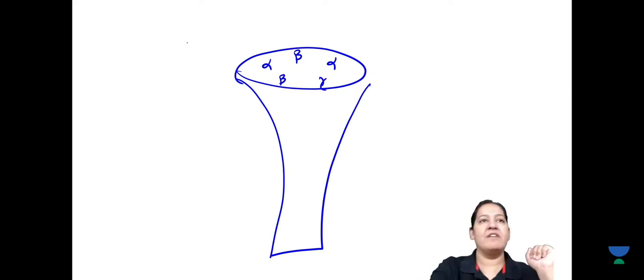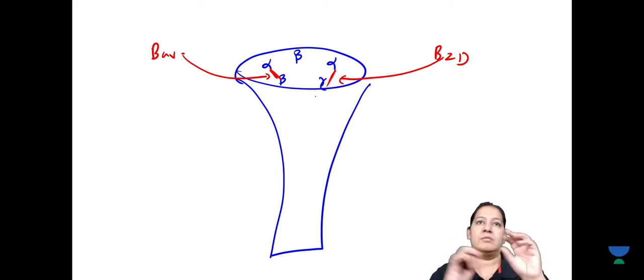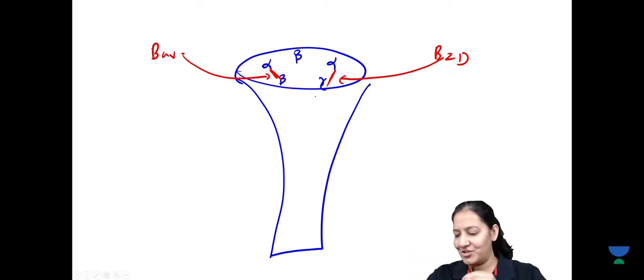Now you are giving barbiturate and benzodiazepine, one tablet. Barbiturate will go to the alpha beta junction, this junction. Benzodiazepine will go to the alpha gamma junction, this junction. This is the first thing you should learn. Both are going.